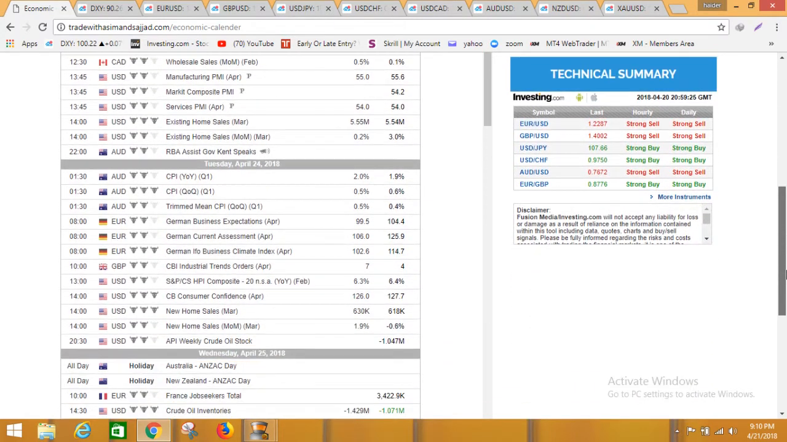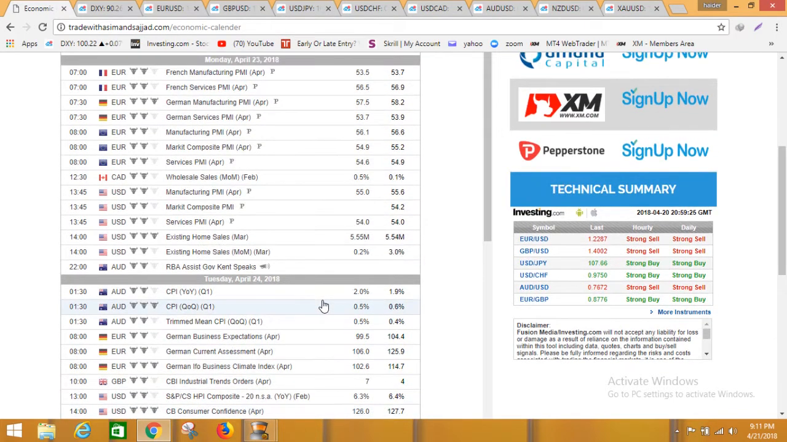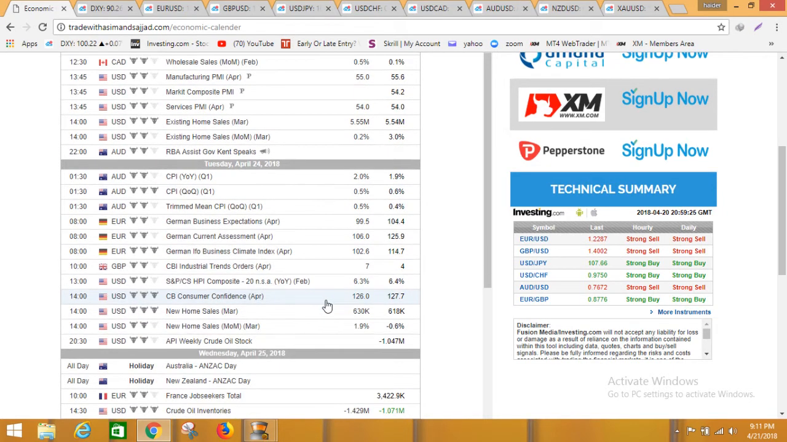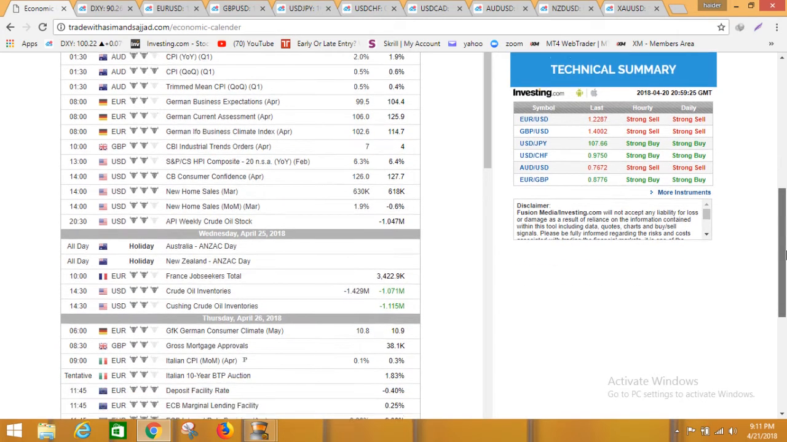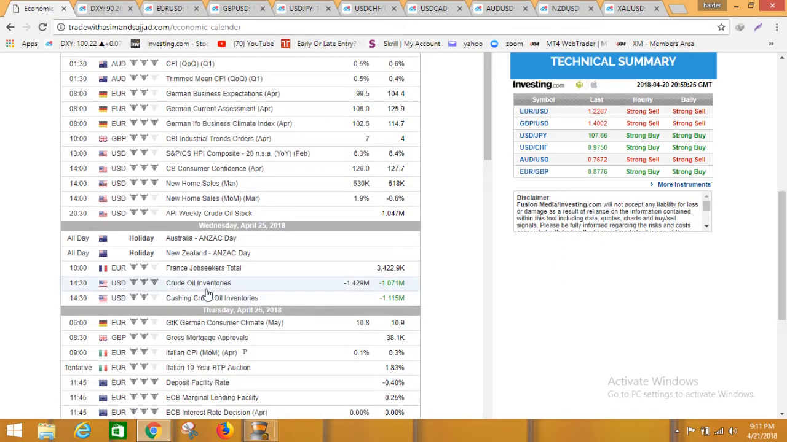Then on Tuesday we got for Australian dollar CPI, and heading with the German IFO business climate index, and later in the evening then we have consumer confidence and new home sales. So pretty good Tuesday, which I think Monday will be as usual slow, but from Tuesday the market will start moving. And then on Wednesday we have crude oil inventories. The rest of the day might be slower.